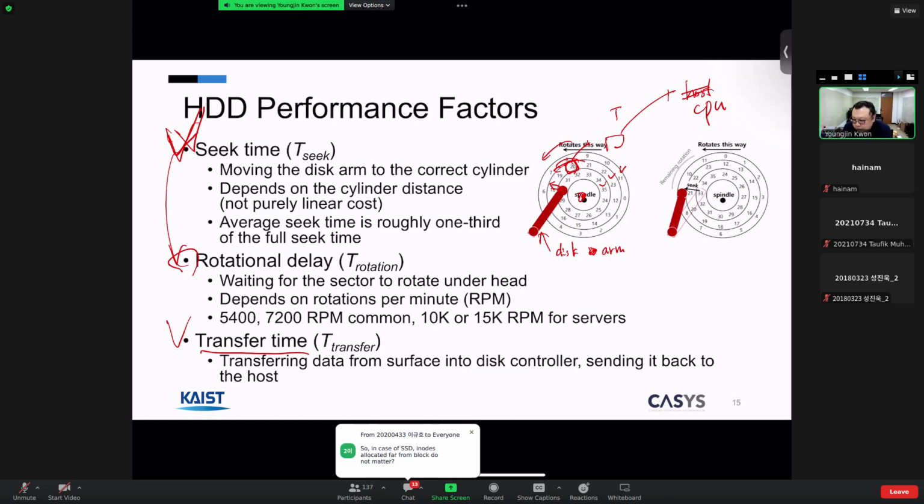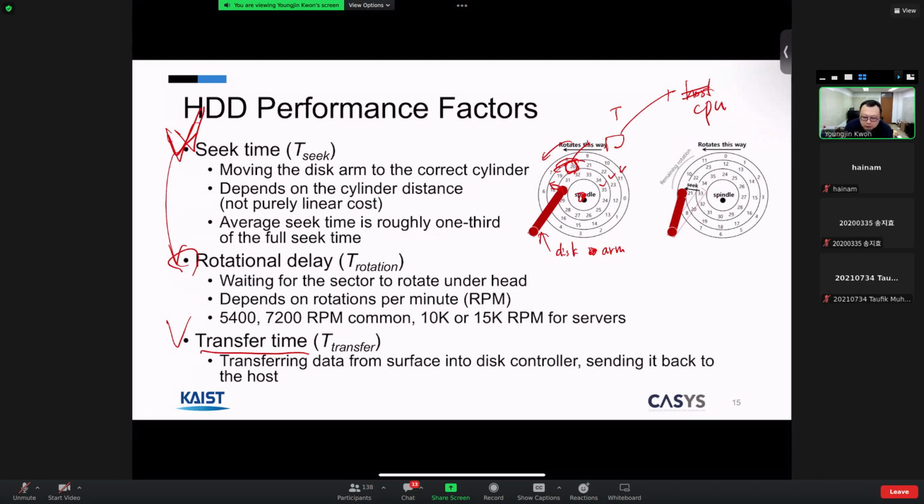In the case of SSD, I know that allocating blocks far apart does not matter. Yes, it also affects performance somewhat, but it does not matter as much as on a hard disk. It's much better in the case of SSD, because it doesn't have seek time and rotational delay. Okay, so going back to the question, any idea to eliminate seek time? What's your idea?